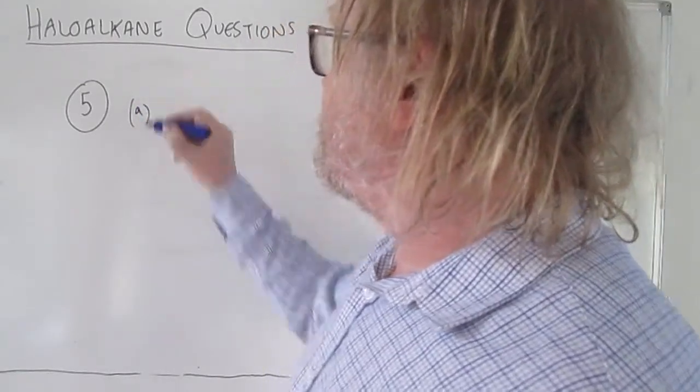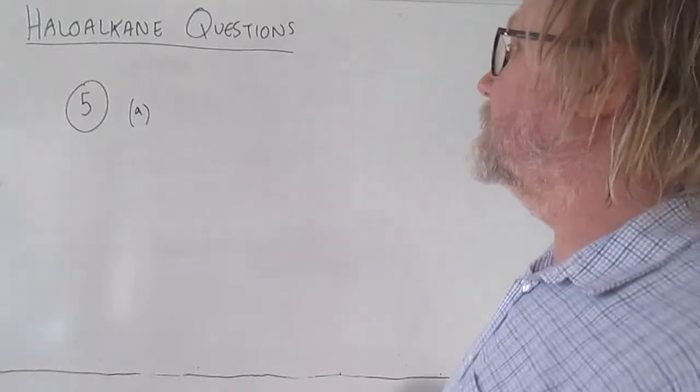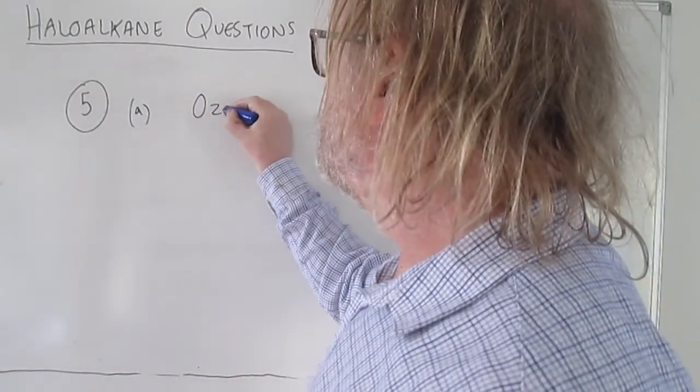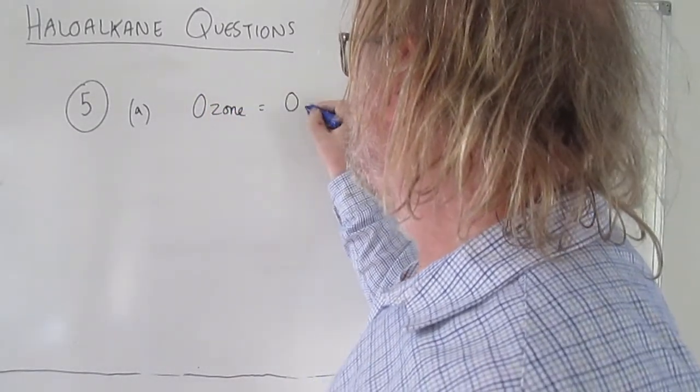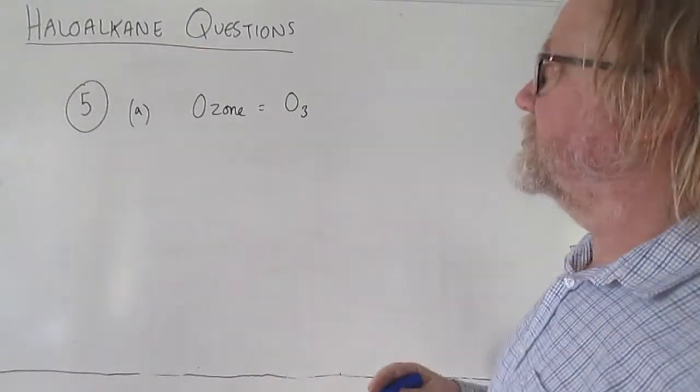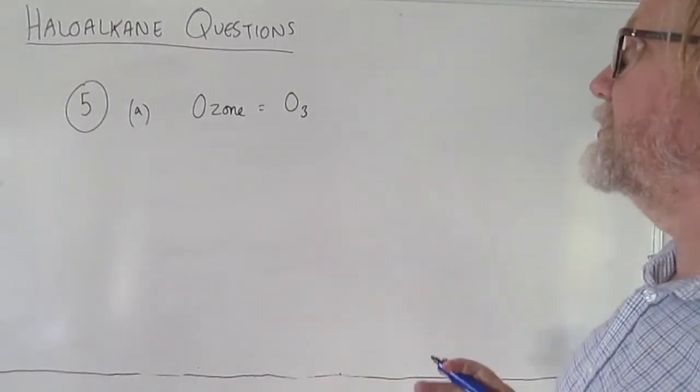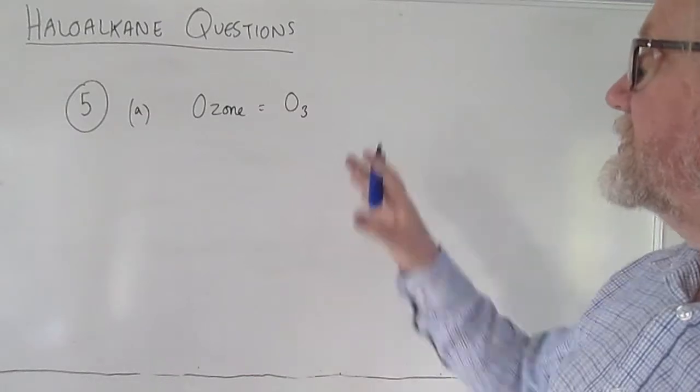Question 5 begins by asking us what ozone is, so you have to know that ozone is O3. Okay, so it's a form of oxygen, but instead of just forming O2, which is what you're most familiar with, you get 3 oxygen atoms in the molecule.